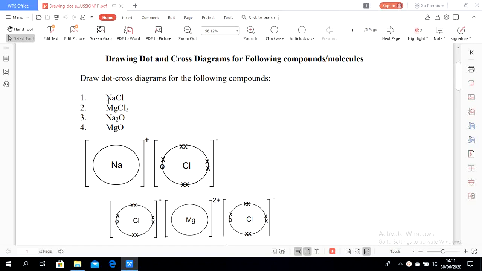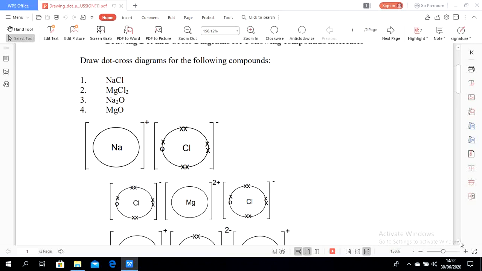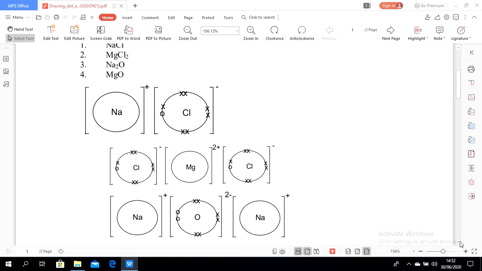Let's see here. This is sodium with chlorine. Sodium is a metal, chlorine is a non-metal. Also magnesium, a metal, with chlorine, a non-metal. Sodium, a metal, with oxygen, a non-metal, and the last is magnesium, a metal, with oxygen, a non-metal. So we have to draw like this.